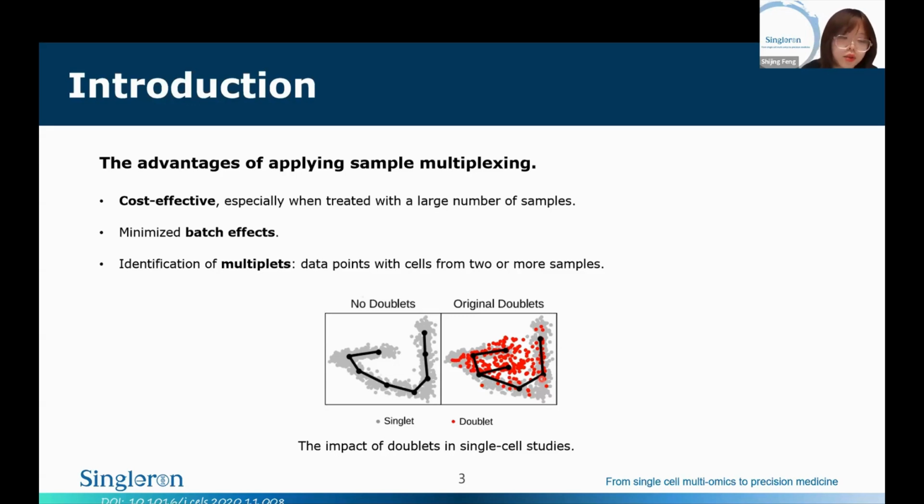And here, after we use sample multiplexing, we'll find that a big fraction of those multiplets are data points from cells from two or more samples. So these can be recognized, demultiplexed and removed when we are doing the sample demultiplexing.